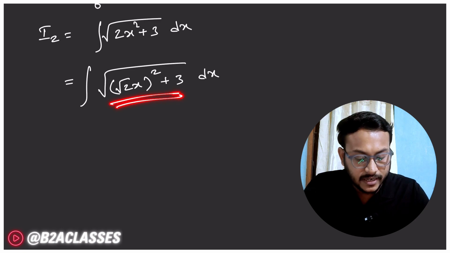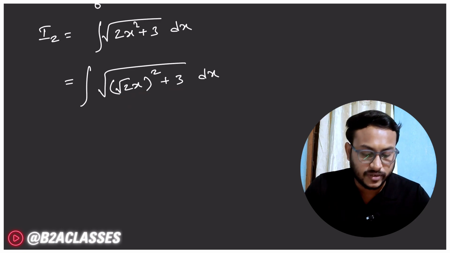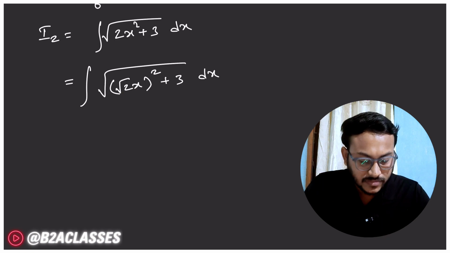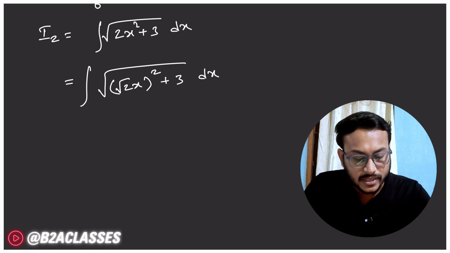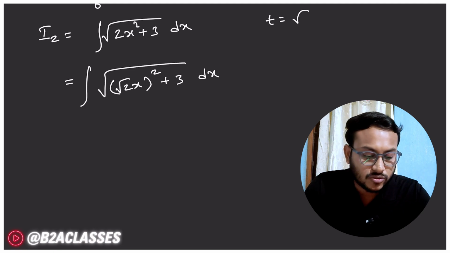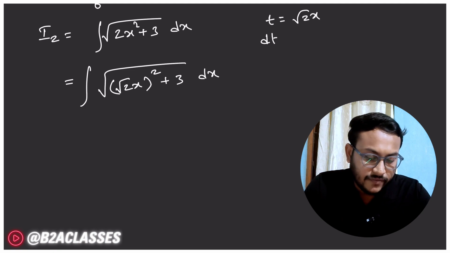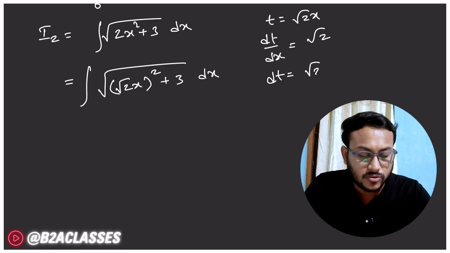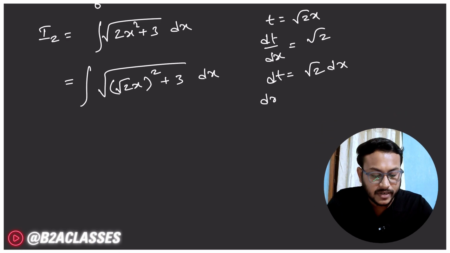So I can rewrite this as root 2x whole square, because root 2x whole square will be 2x square. Now we will use the substitution method and assume t equals root 2x. We will differentiate this with respect to x and I will get root 2. From here we can find dt equals root 2 into dx, so dx equals dt upon root 2.